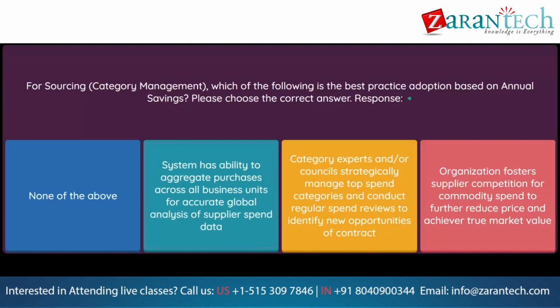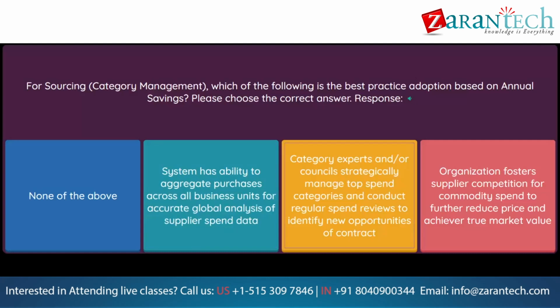Option 2, system has ability to aggregate purchases across all business units for accurate global analysis of supplier spend data. Option 3, category experts and/or councils strategically manage top spend categories and conduct regular spend reviews to identify new opportunities of contract. Option 4, organization fosters supplier competition for commodity spend to further reduce price and achieve a true market value.